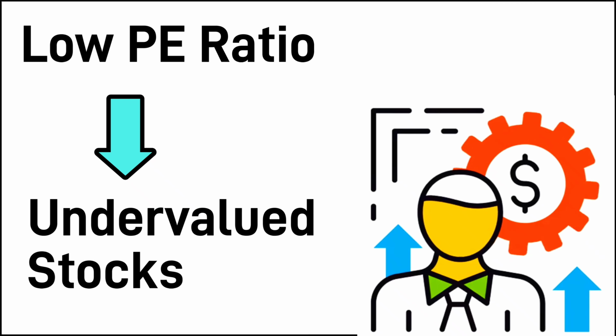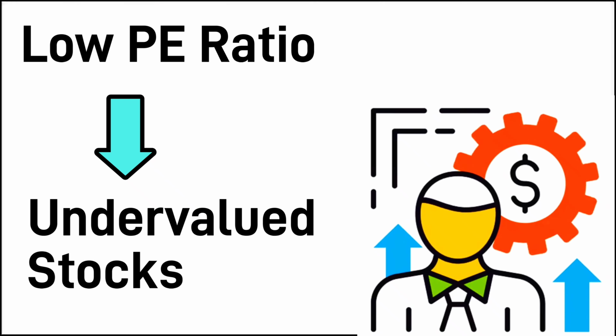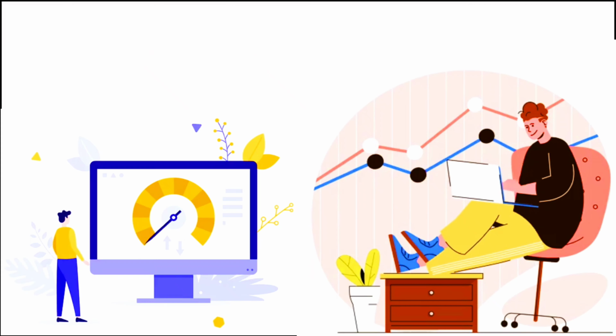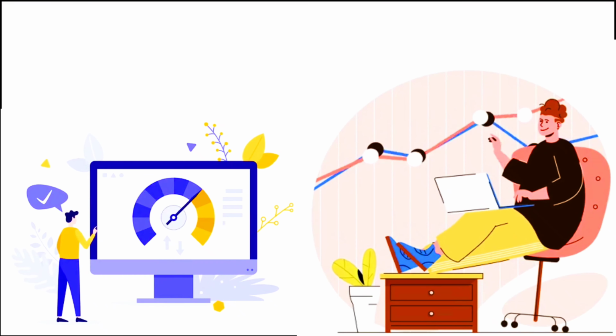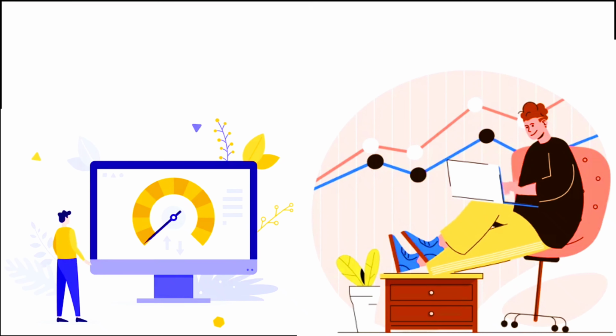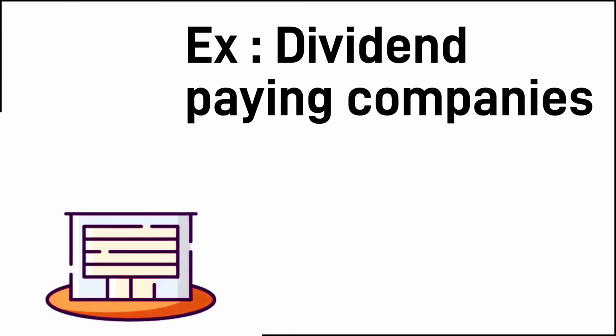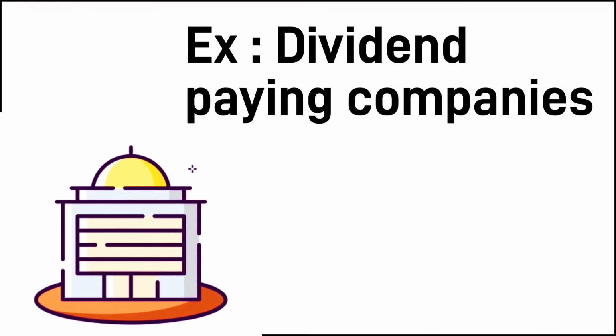And guys, stocks with low PE ratio are often considered to be undervalued. It means they are undervalued because their stock prices trade lower relative to their fundamentals. Examples of low PE stocks can be found in industries that pay a steady rate of dividends.